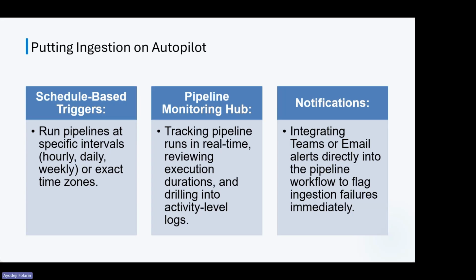So once you are done, you've done your pipeline, your Data Factory is working, you need to do one thing. You need to put it on autopilot, like I said. You can schedule a base trigger, run the pipeline at a specific interval. It can be hourly, daily, weekly, or an exact time zone. So based on Nigeria as a case study, when should I run it? So the exact time zone and what time.